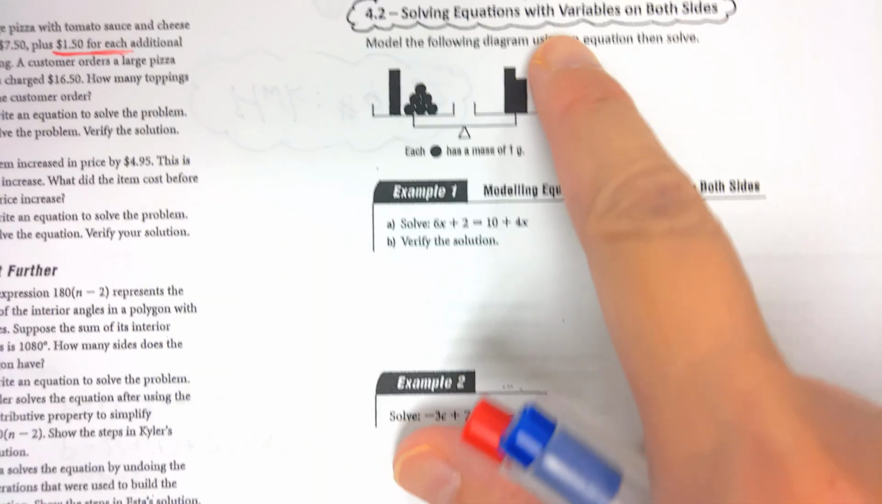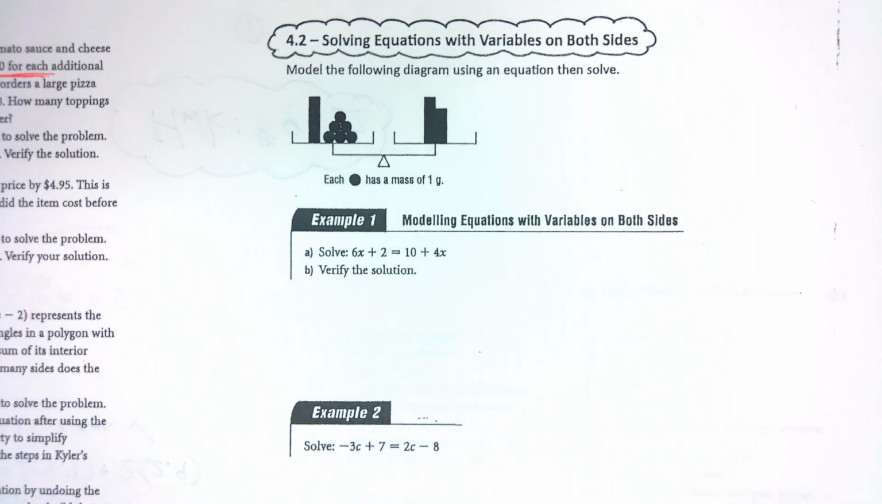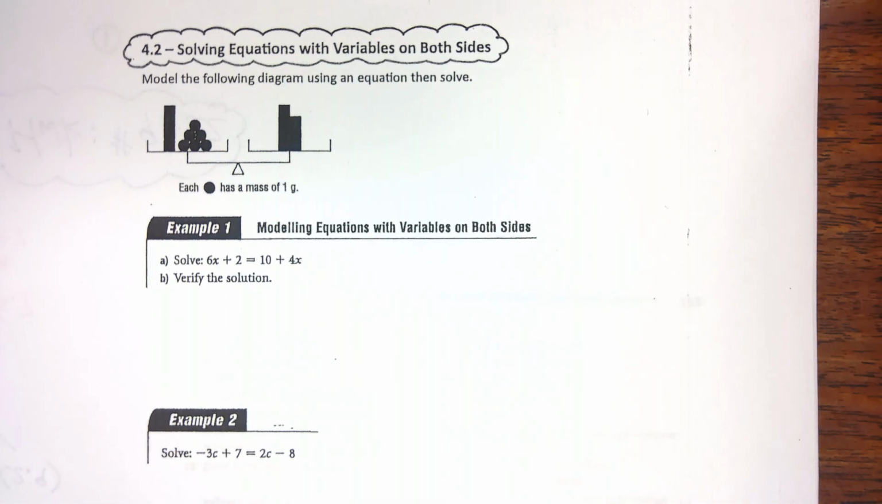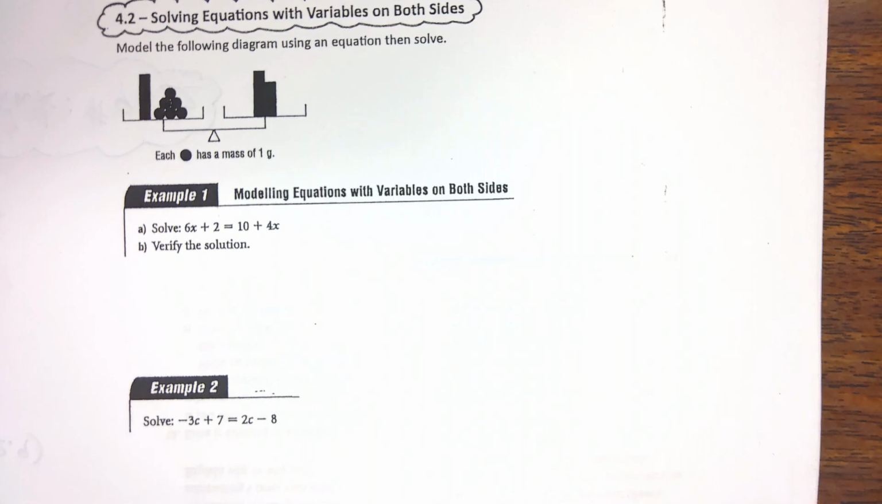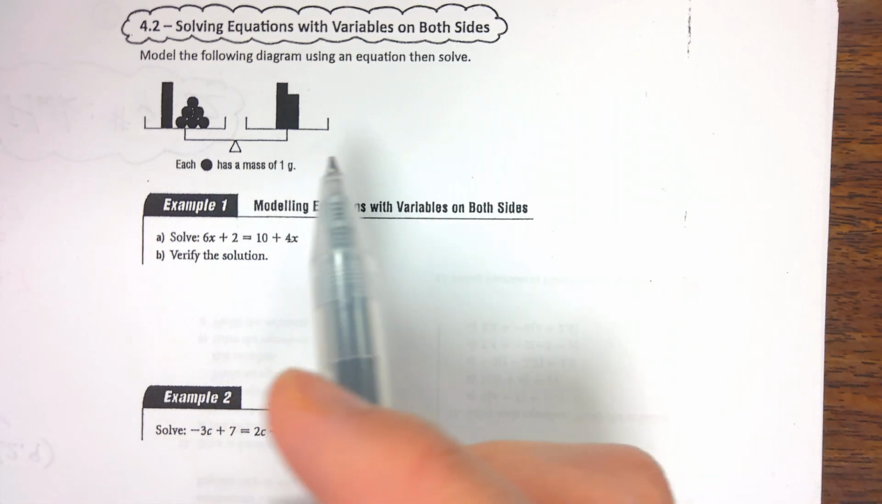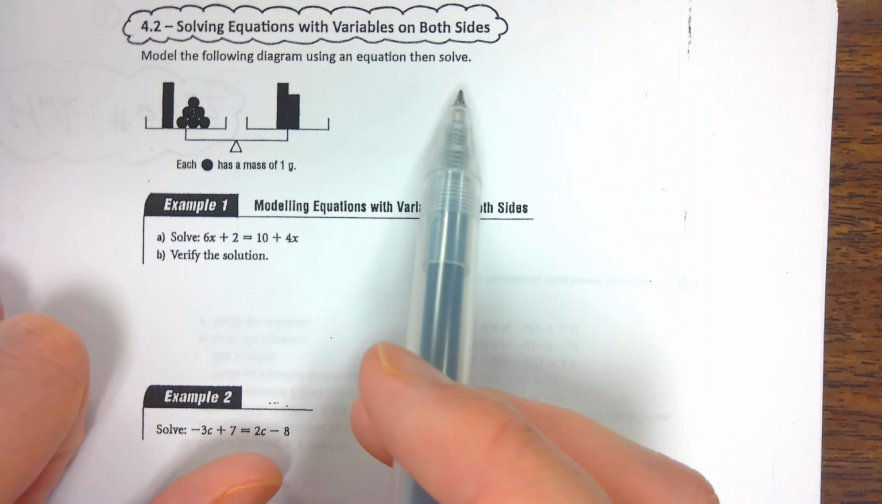Okay. All right, so we're going to start today's lesson, 4.2. We are going to do 5 examples today. So 4.2 on page 2. Okay, everybody have it out? Solving equations with variables on both sides. So, right here, model the following diagram using an equation, then solve.